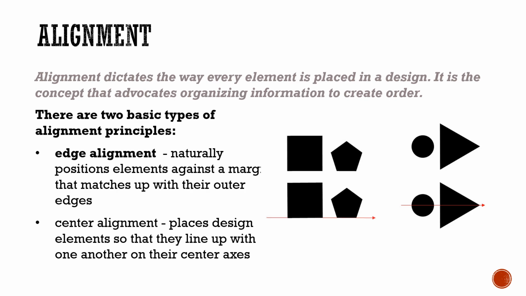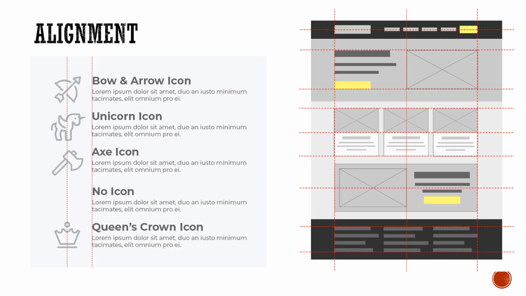And then there are two types of center align. There's horizontally centered, where we place the elements along the central y-axis, and then there's vertically centered align, where we place elements along the center x-axis. So alignment helps us to create a sense of unity by providing structure and connected elements in a subtle but powerful way.